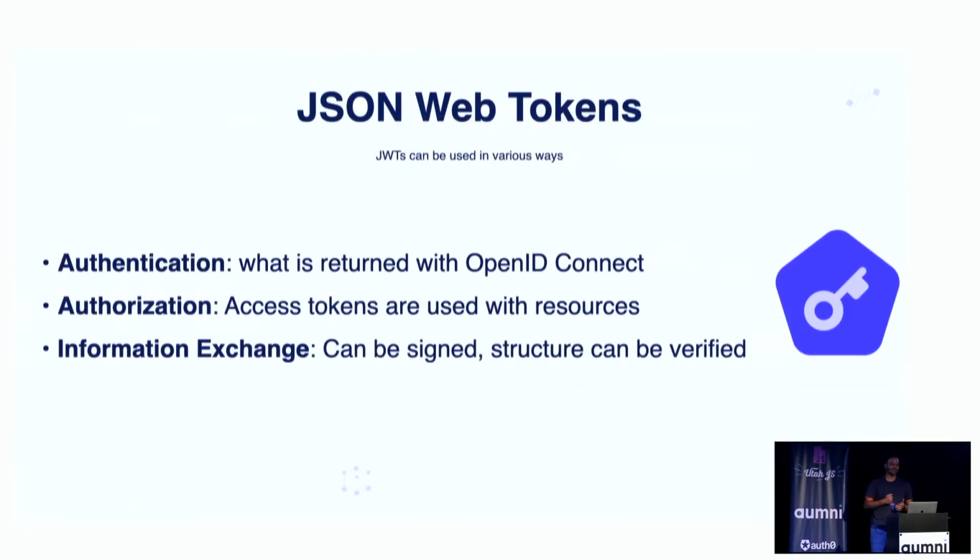Okay, yeah, so JSON Web Tokens, we've seen that there's 2 different types, right? There's ID tokens and there's access tokens. Those are JSON Web Tokens. Authentication is used by the OpenID Connect ID tokens. Authorization is the access token. And because they can be signed, you can pass information back and forth.